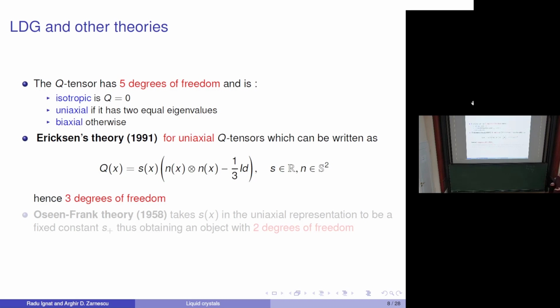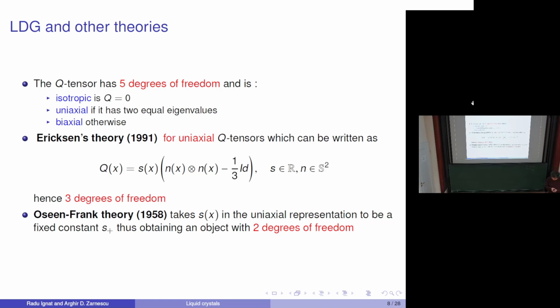In doing this, you attempt to describe the same local orientation using a simpler object, a 3-dimensional object, because if n is a unit vector, you have 2 degrees of freedom, and then with this scalar, you have 3 degrees of freedom. And then there is the older Oseen-Frank theory that takes this S to be just a constant, so you can ignore it, and then you describe the local orientation of the molecule just with vector fields. So with n in S^2, that's just 2 degrees of freedom.